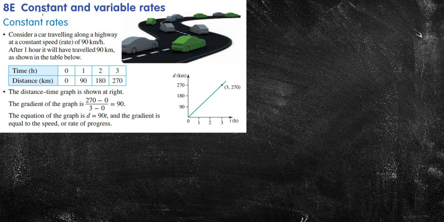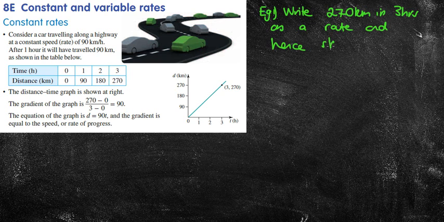So for my class, put the heading down: constant and variable rates, followed by this example. I want you to write this down, please. Write 270 kilometers in 3 hours as a rate, and hence sketch a time distance graph. Okay, so that's the question I want you to write down, and it is in front of us, but I'm going to show you how you transfer from that question to the answer.